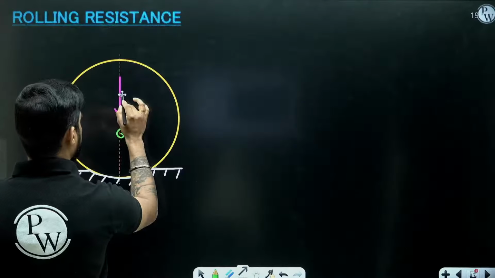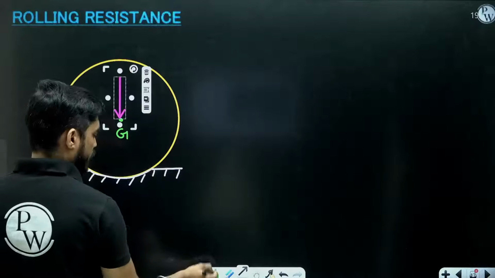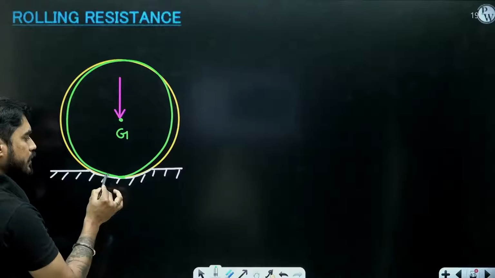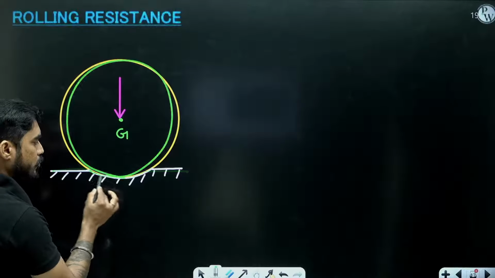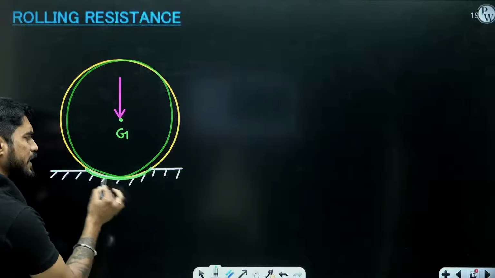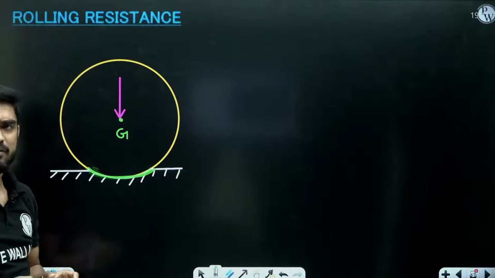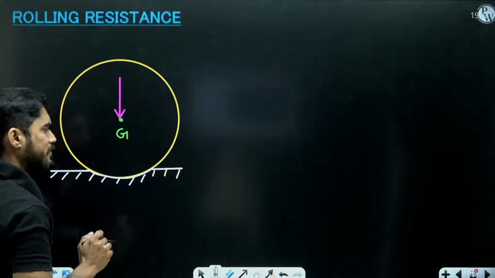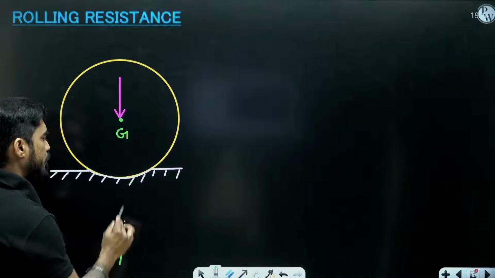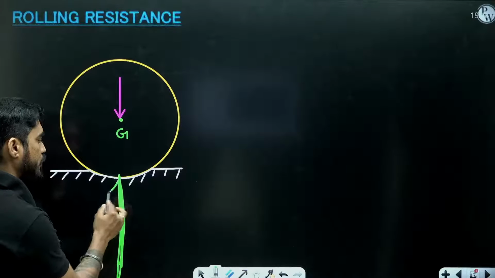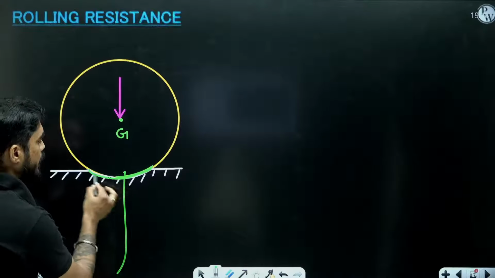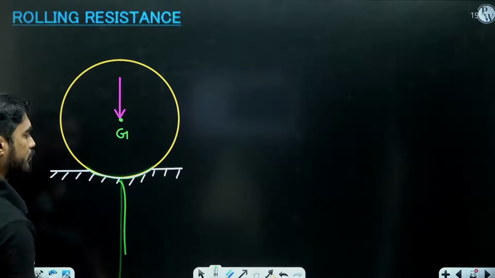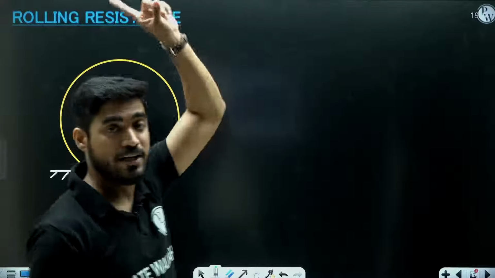Now understand this. The normal force between the wheel and this surface will be distributed from this point to this point over a small area. If you are not applying any force in order to move this wheel, the resultant of the normal force will be passing through the center. The normal force from here to here will be equally distributed and the resultant will be passing through the center. Just like I have explained to you the concept of tipping.